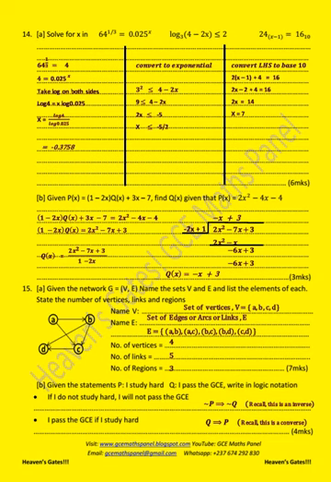Now, given the statements P, I study hard, and Q, I pass the GCE, write in logic notation, I do not study hard, I will not pass the GCE. If I do not study hard, I will not pass the GCE is a converse of the statement, if I study hard, I will pass the GCE. So it's negation of P implies negation of Q. Then I pass the GCE if I study hard. This is actually a converse and it's written as Q implies P.